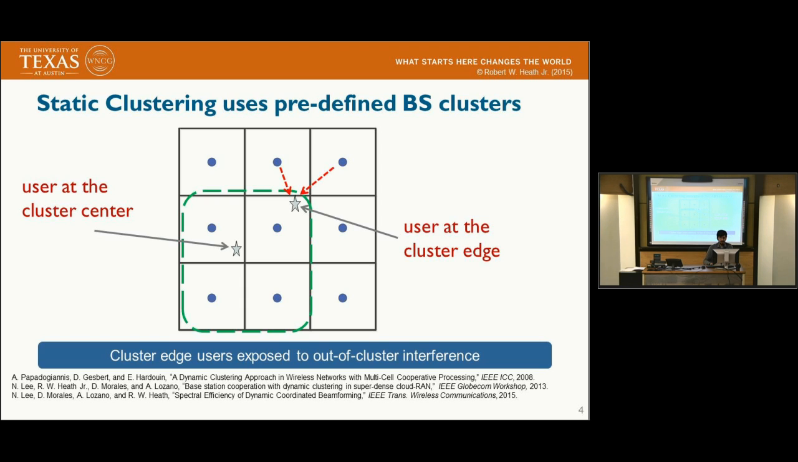The problem with static clustering is that the performance of a user depends on the location of the user within the cluster. For example, if a user is located closer to the center of the cluster, then it experiences better performance because of lower interference from the other cell transmitters. However, if the user happens to be at the edge of the cluster, then its performance would be relatively poor because of more interference from the neighboring out-of-cell base stations. So static clustering, though simple to implement because the base station clusters once defined remain fixed over time, experiences poor performance around the cluster edges.